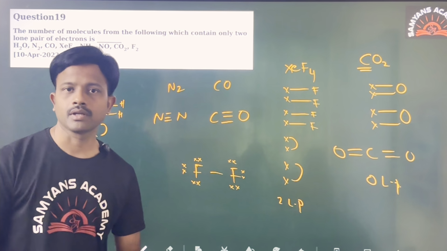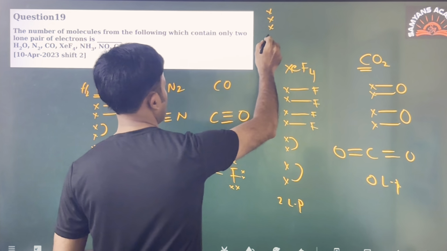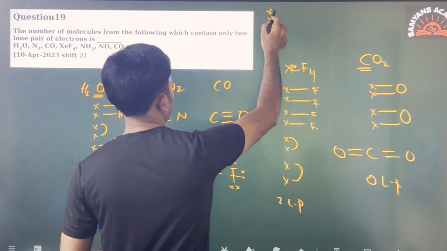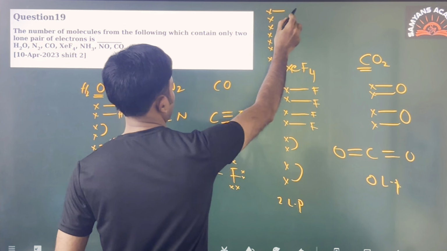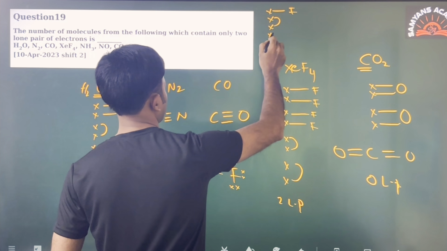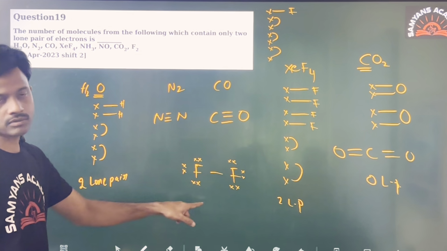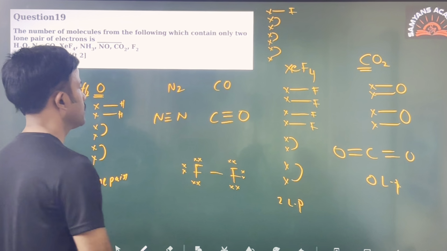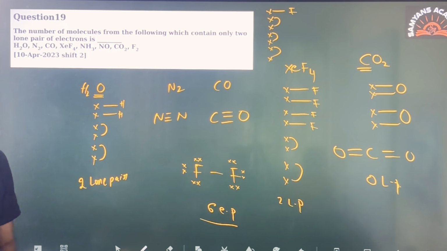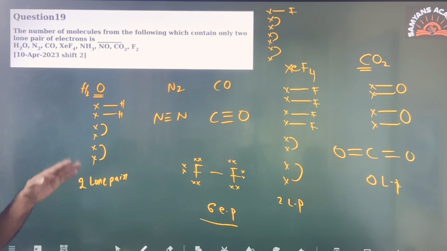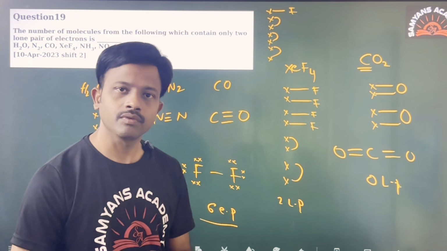Fluorine belongs to which group? Yes, fluorine belongs to the 7th group. Put 7 electrons. How many fluorine atoms are there? Only one fluorine atom is bonded with the other fluorine atom. One fluorine has 3 electron pairs, and the other fluorine also has the same 3 electron pairs. In total, 6 electron pairs are there. Then nitrogen forms a bond with another nitrogen with 3 bonds. Nitrogen belongs to the 5th group.